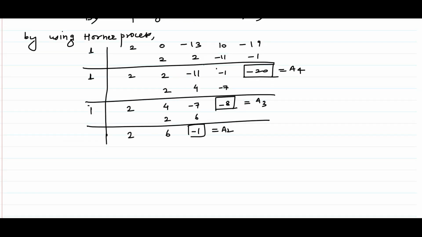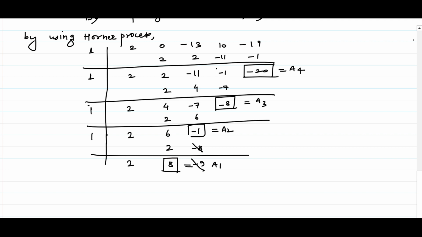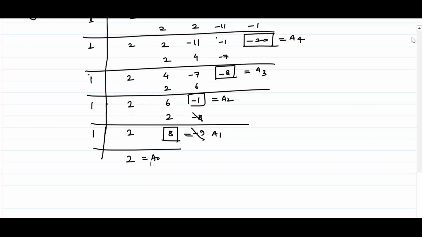So now further, 1 times 2 is 2, then -8, that is -9. Sorry, we will not proceed here. We have to fix here, that is 8, and this value will be equal to a1. So now again apply 1, that is 2. This value is equal to a0.